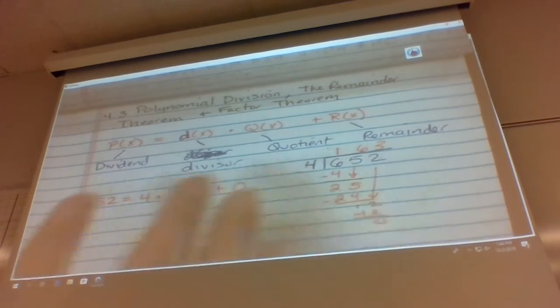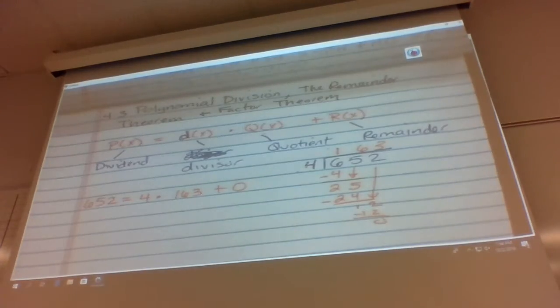We're going to be doing this, but with polynomials. So this is where it could get messy if you don't write everything down.